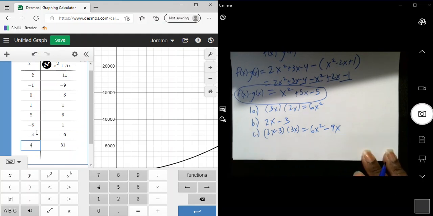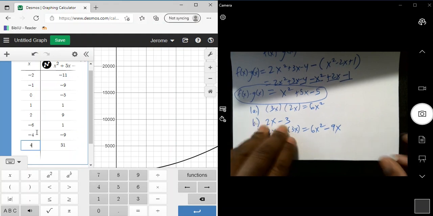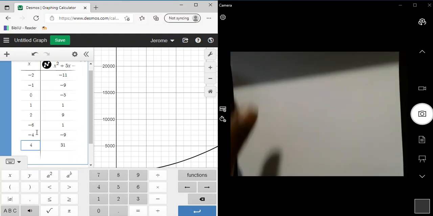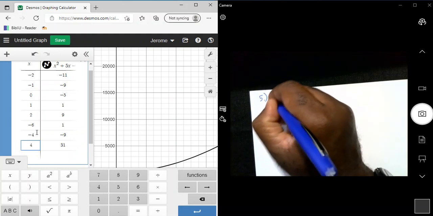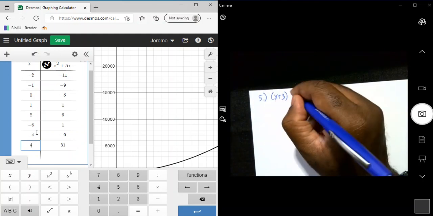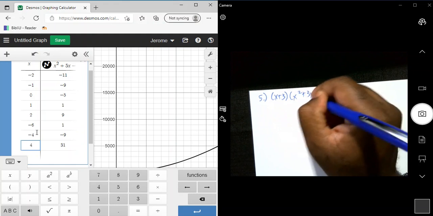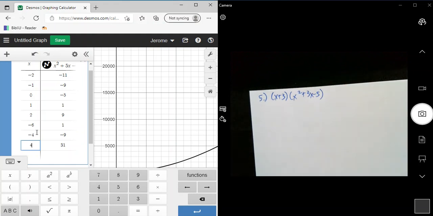Now, I believe the next problem I said that I would do was problem number 5. Okay, number 5 is at the bottom of page 202. It tells us to multiply x plus 3 times x squared plus 3x minus 5. It says determine the appropriate products to complete the chart. Combine like terms and write the final answer for this multiplication in descending order of the exponents.